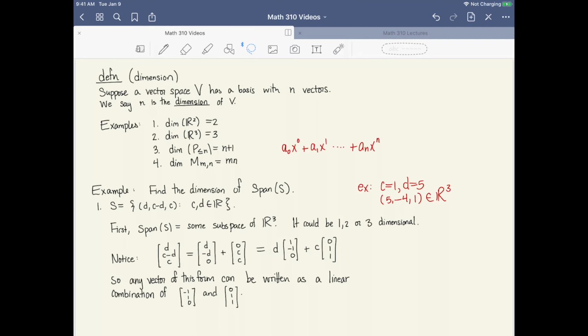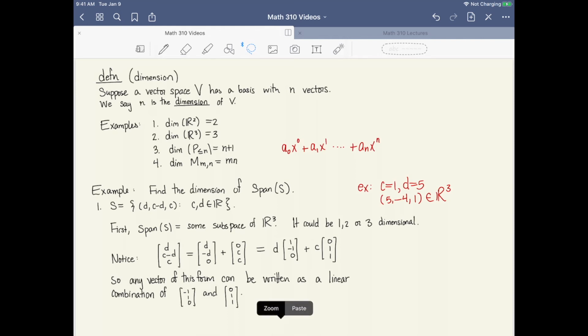Any vector of the form of something in S can be written as a linear combination of 1, minus 1, 0, and 0, 1, 1. It's a little easier to understand what's going on now. These 2 vectors are linearly independent. One is not a multiple of the other, and that's all I have to see since there's just 2 of them.